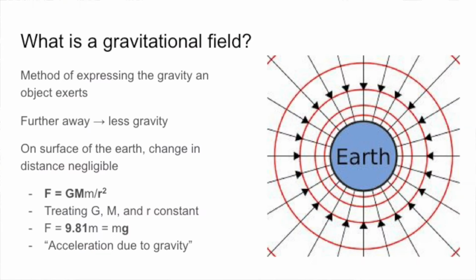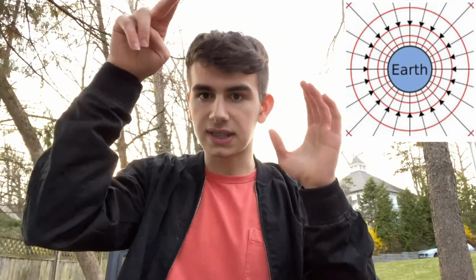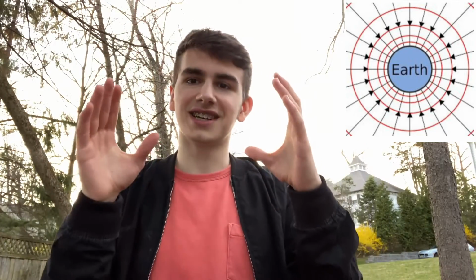Next question is, what is a gravitational field? And this is also a pretty important concept, but it makes sense. It's a method of expressing the gravity an object exerts over space. So the further away from an object you get, the less gravity there is. If you look at the picture on our slide, it can be expressed as concentric circles, or if you're thinking in 3 dimensions, concentric spheres, where each circle, since it's equidistant, is also equigravitational.